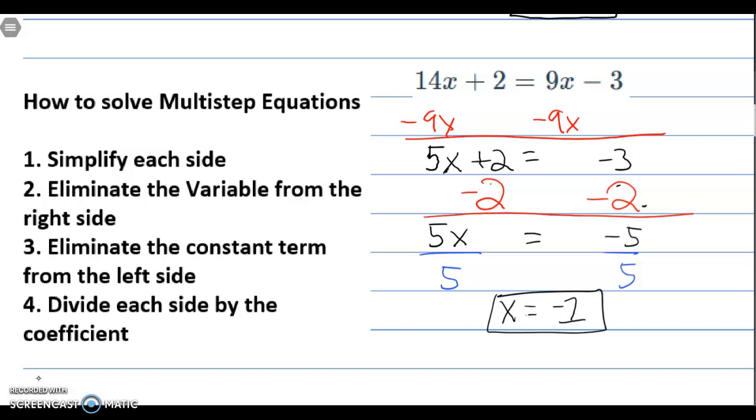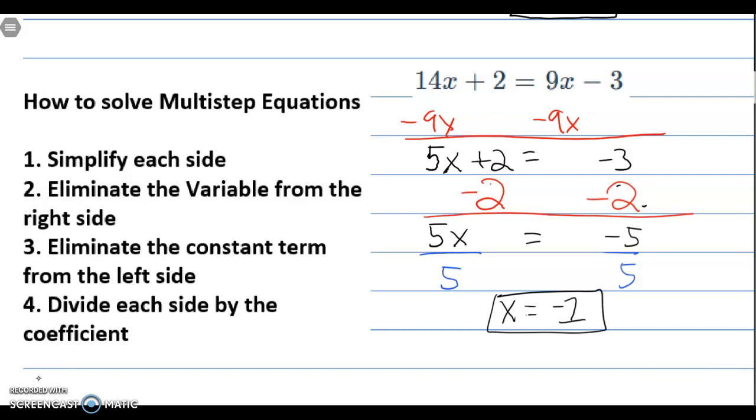Okay, so what I did is I first simplified each side, which was already simplified. I eliminated the variable on the right side by moving it over here. No more variable. Then I eliminated the constant on the left side by moving it this way. Always do the opposite. And then finally divide each side by the coefficient. In this case, it was 5. Negative divided by a positive is negative, leaving me with negative 1.